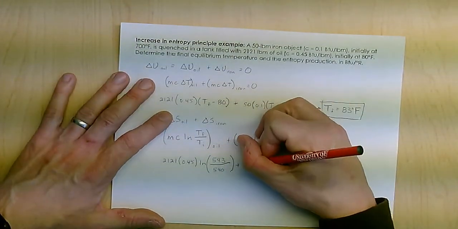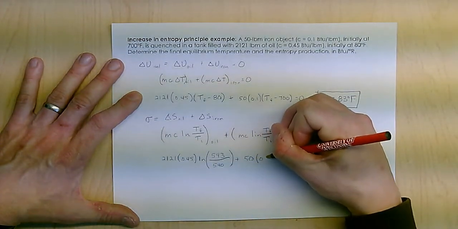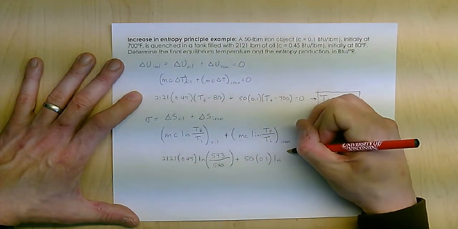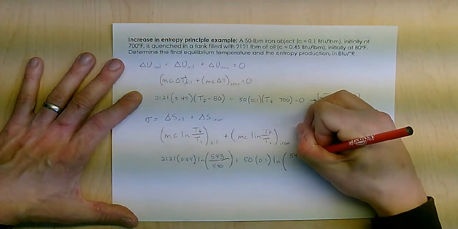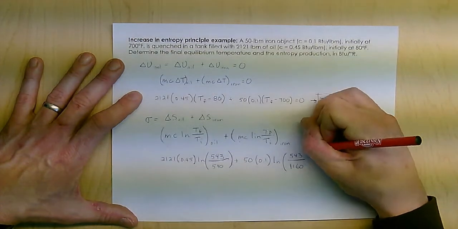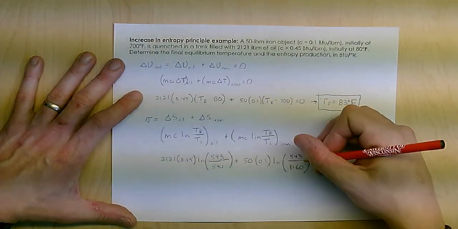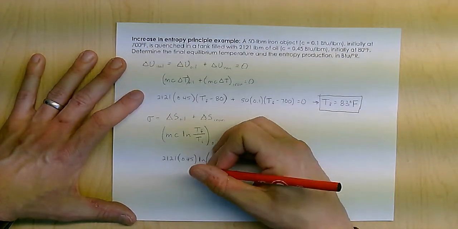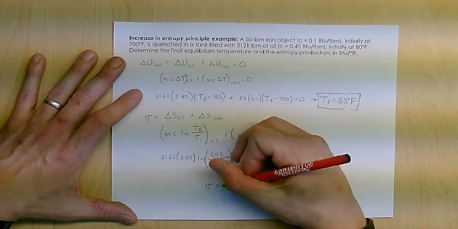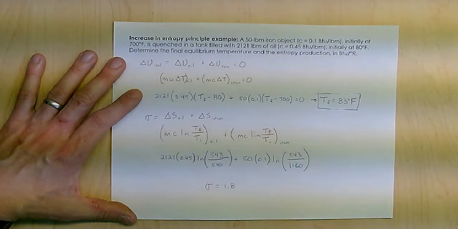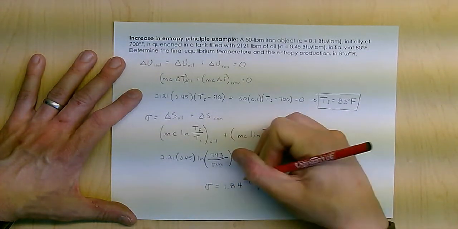Plus, that'll be the mass of the iron, which is 50, times specific heat of the iron, which is 0.1, times the natural log, again, T final, which is going to be 543, divided by 1160, because it's 700 plus 460. Therefore, the total change, or the total entropy production, is 1.84 BTUs per degree Rankine.